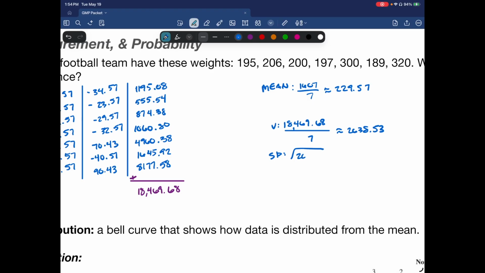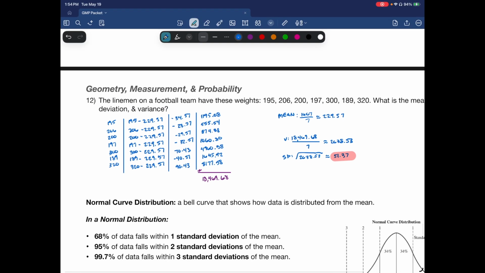And then to get the standard deviation, I take the square root of that. So the square root of 2638.53 is going to give me 51.37. Right? So my standard deviation right there is 51.37. Okay? And this one asks for the mean, variance, and standard deviation, so you have all three right there.